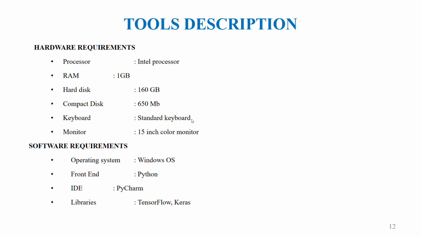Tools and description: hardware requirements and software requirements. We used Python as the programming language, TensorFlow and Keras for deep learning, and PyCharm as the IDE. This system runs on basic hardware with Windows OS. Hardware requirements: Intel processor, RAM 1 GB, hard disk 160 GB, compact disk, standard keyboard, and a 15-inch color monitor. Software requirements: operating system Windows OS, front end Python, IDE PyCharm, libraries TensorFlow and Keras.